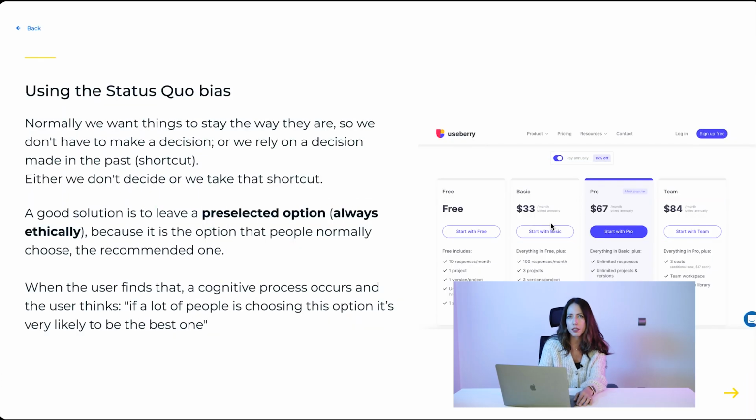Another way of eliminating the uncertainty is using the status quo bias. Normally, we want things to stay the way they are, and so we don't have to make a decision. Or we rely on a decision that we already made in the past. This is called a shortcut.